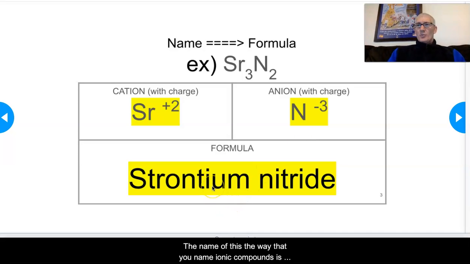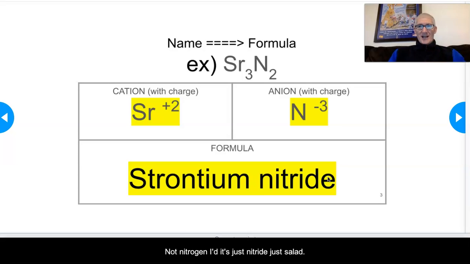So the name of this, the way that you name ionic compounds, is pretty straightforward. You literally take the metal, the strontium, and you just write its name out. And then you're going to change the name of the second thing to end in -ide. A couple of them are weird. Nitrogen's one of them. It's not nitrogenide, it's just nitride. It just sounds nicer.